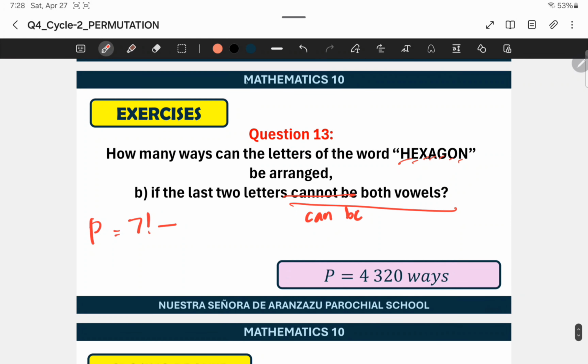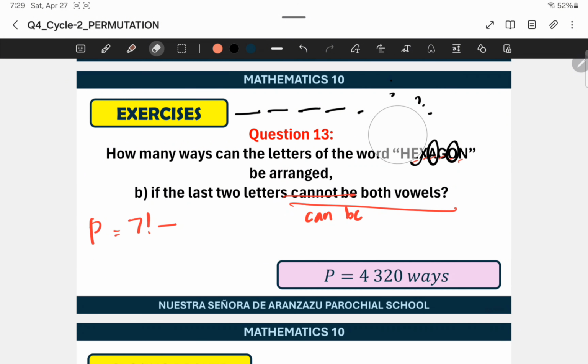So, kung meron kang letter na hexagon, 1, 2, 3, 4, 5, 6, 7. So, the last two letters must be both a vowel. So, itong dalawang to. Ilan ba yung vowel kay hexagon? You have E, A, and O. So, tatlo yung option natin for the last two letters. Then, sa last letter, you only have 2. Nakuha. Kasi dito, pwedeng E, pwedeng A, pwedeng O. Ngayon, kung si E yung nilagay natin dito, ilan na lang yung natira? So, dalawa. Pwedeng A, pwedeng O.